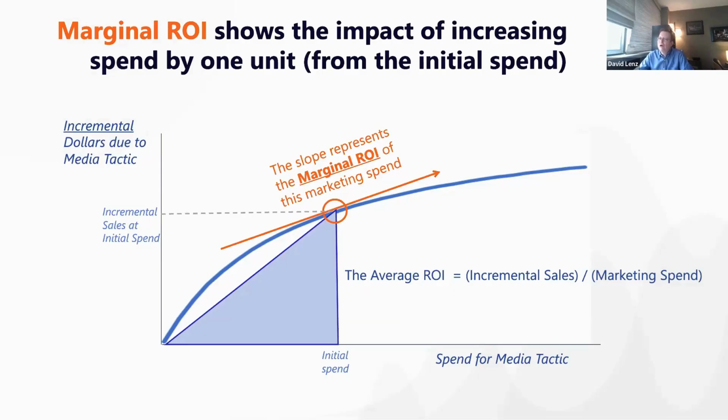A more important point, I think, on the curve is the marginal ROI. So the marginal ROI is in orange. That's the orange arrow. That's the slope of the response curve. It's basically, what's the impact if I increase my spend $1 starting from the initial spend? And so for a curve like this with diminishing returns, the marginal ROI is always less than the average ROI at every point.